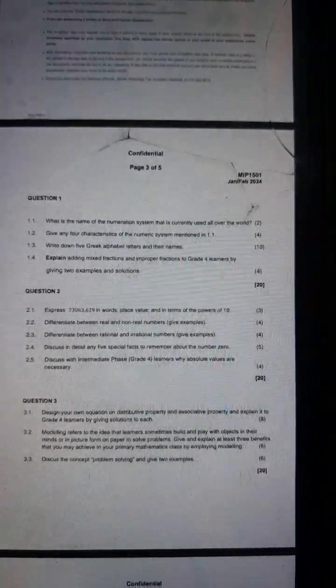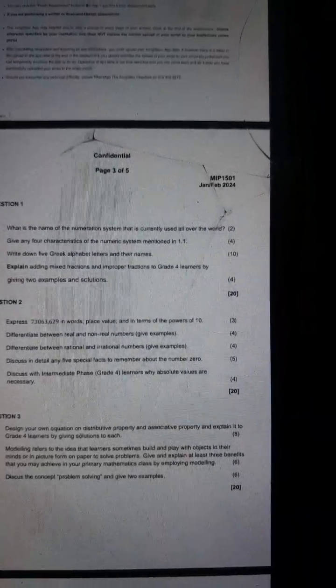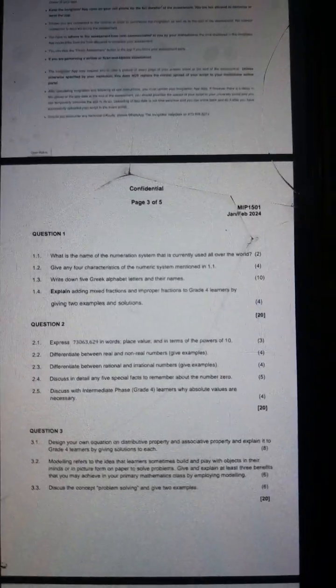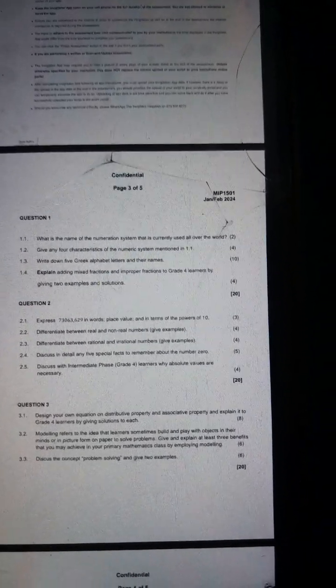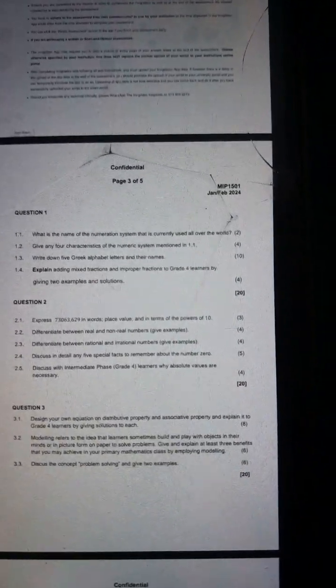Well, we'll start with question 1. They said, what is the name of the numeration system that is currently used all over the world? Well, the name of the numeric system that is currently used all over the world is what we call the Hindu-Arabic numeral system. It's very essential to go to your study guide and check. Yes, that's why it's very important to prepare, right? Let's put that into practice.